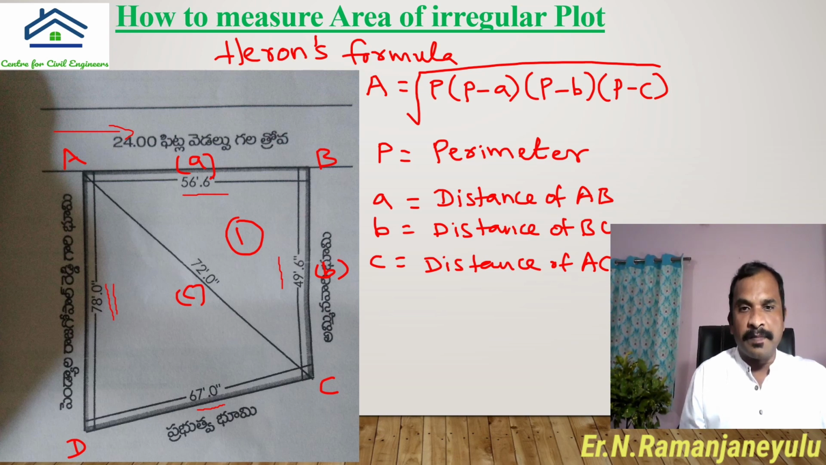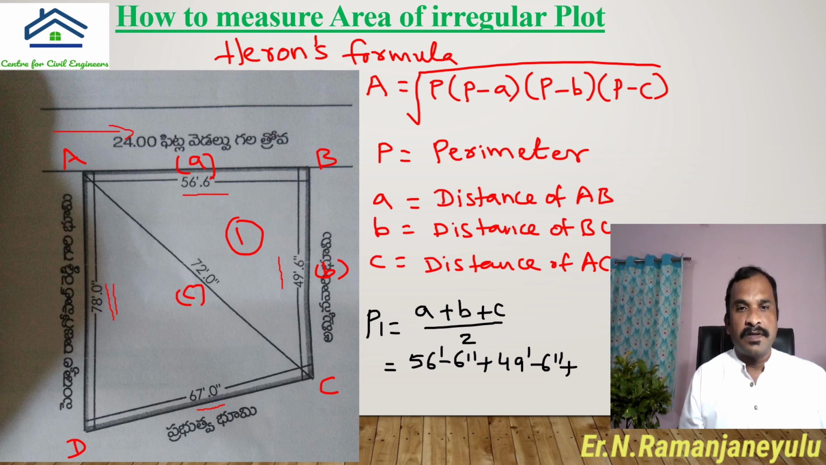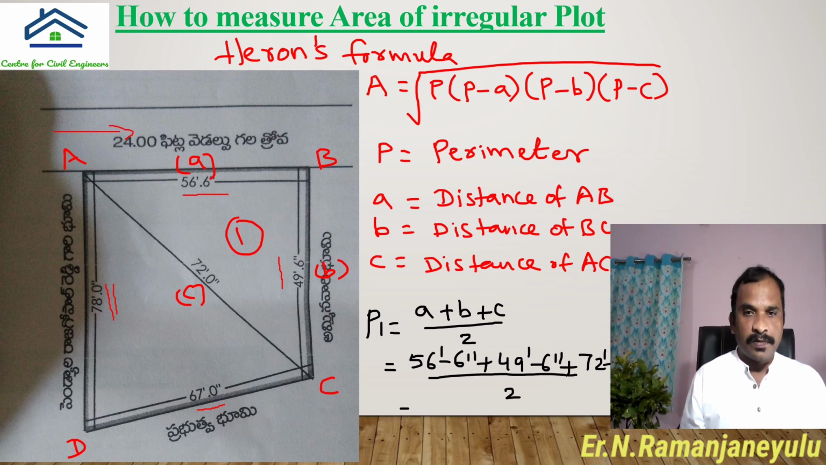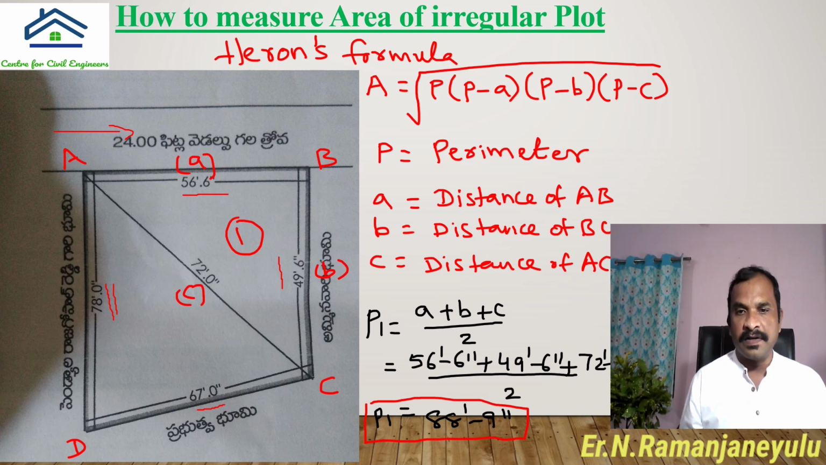P1 is equal to (a plus b plus c) by 2. This is equal to 56 feet 6 inches plus 49 feet 6 inches plus 72 feet, divided by 2. It will give you 88 feet 9 inches. This is P1, nothing but the perimeter of the first triangle. P1 is equal to 88 feet 9 inches.